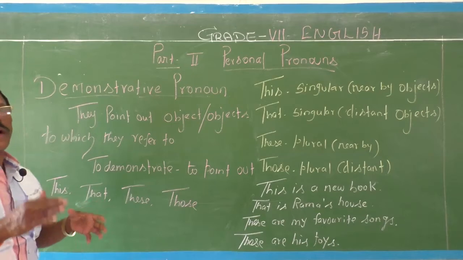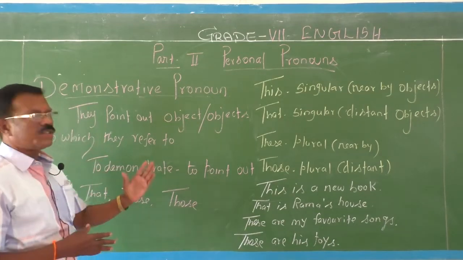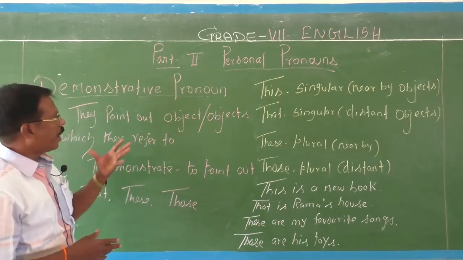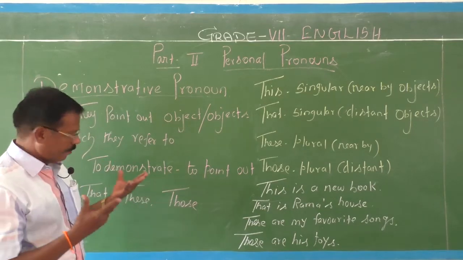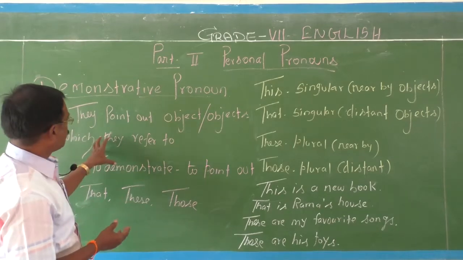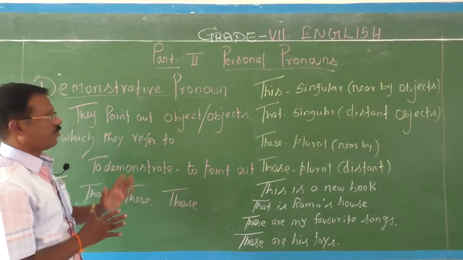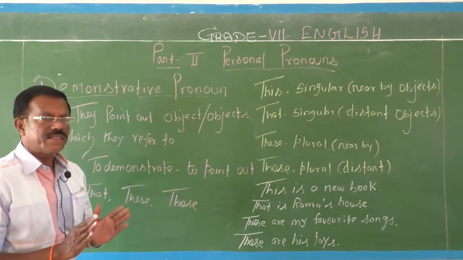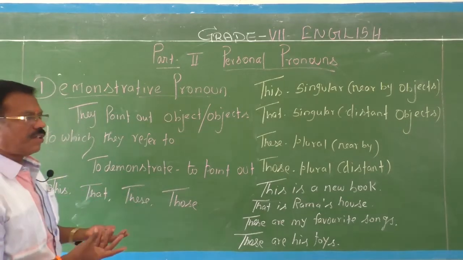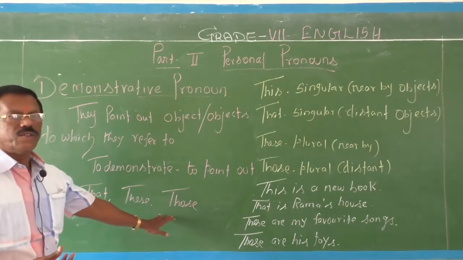Demonstrate means to point out. What do you mean by demonstrate? To demonstrate means to point out. So these pronouns point out the object or objects to which they refer. Therefore, they are called demonstrative pronouns. They just point out. What are demonstrative pronouns? This, that, these and those.